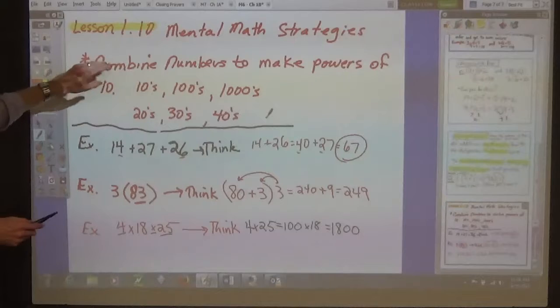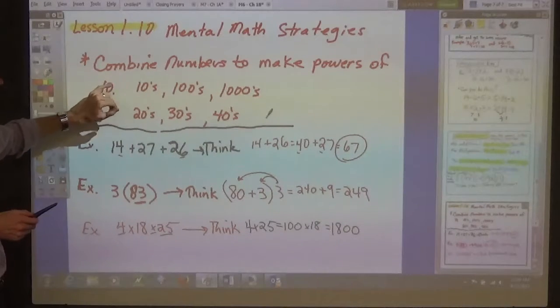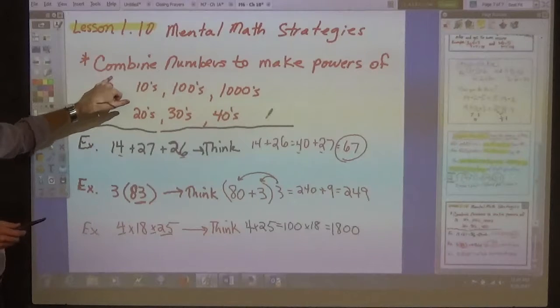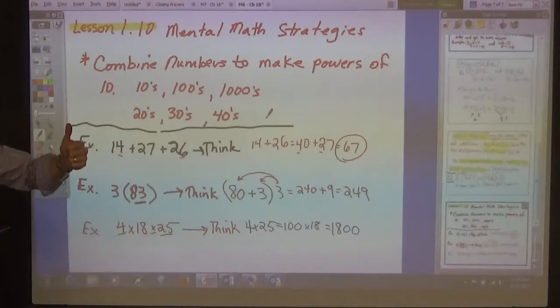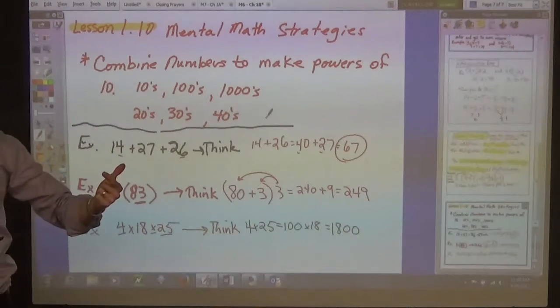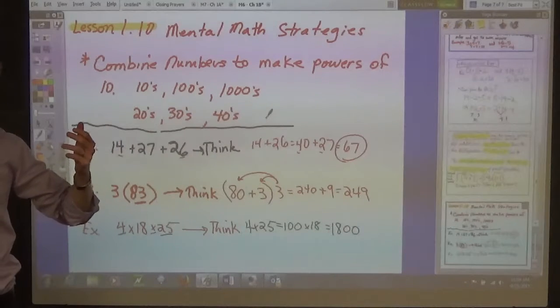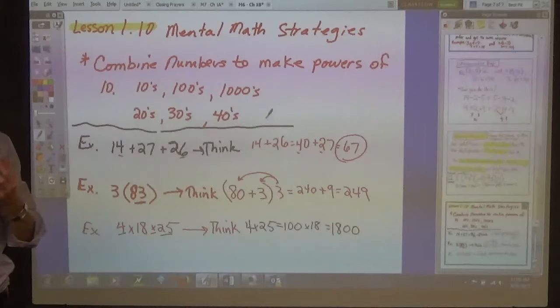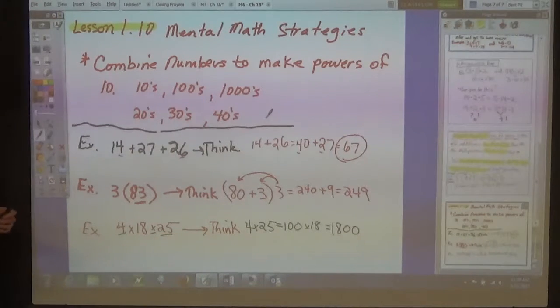So our goal here, what we're going to try to do, is put the numbers together to make powers of 10. All right? Because powers of 10 are easy to multiply, they're easy to add, they're easier to subtract. And so if we can combine the numbers, either add them together or subtract them, in order to make a power of 10, then it will make the problem easier to do.